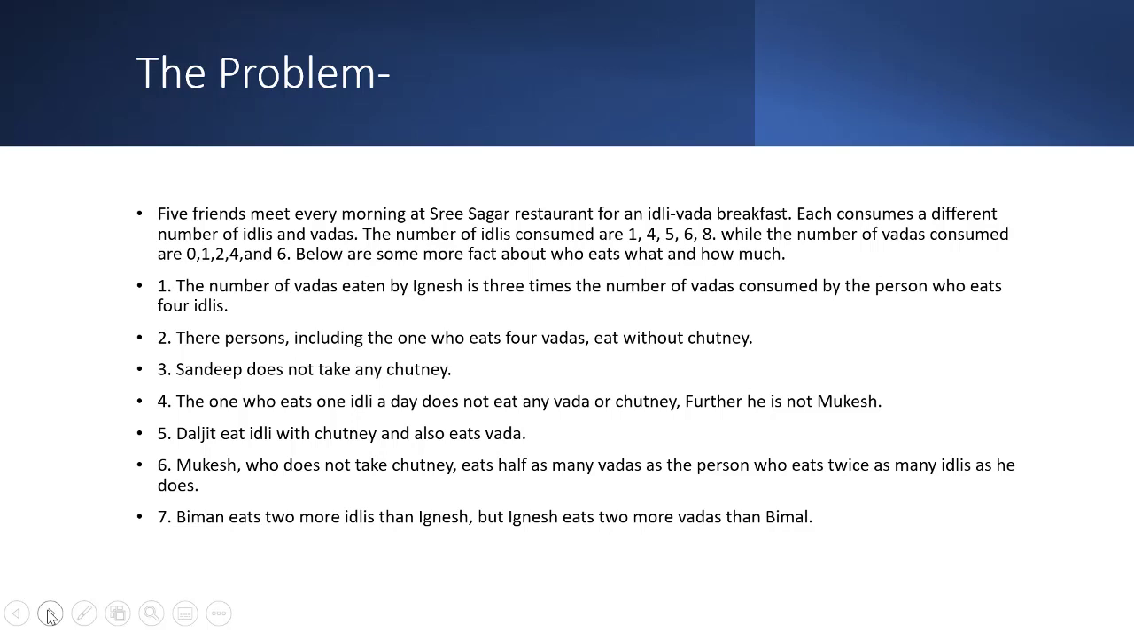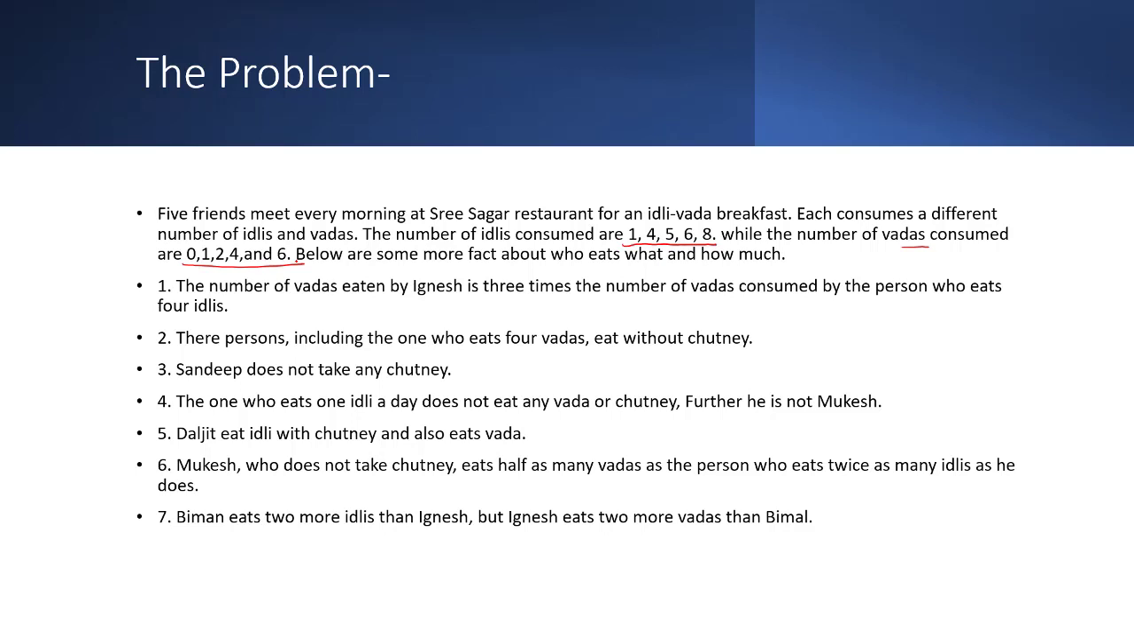5 friends meet every morning at Sri Sagar restaurant for an idli vada breakfast. So there is a different number of idlis and vadas that has been consumed. The number of idlis consumed are 1, 4, 5, 6, 8, while the number of vadas consumed is 0, 1, 2, 4, 6. And of course, there's one more additional data about the consumption of chutney. Some people have consumed the chutney and some have not. The data given to us is that the number of vadas eaten by Ignesh is 3 times the number of vadas consumed by the person who eats 4 idlis.